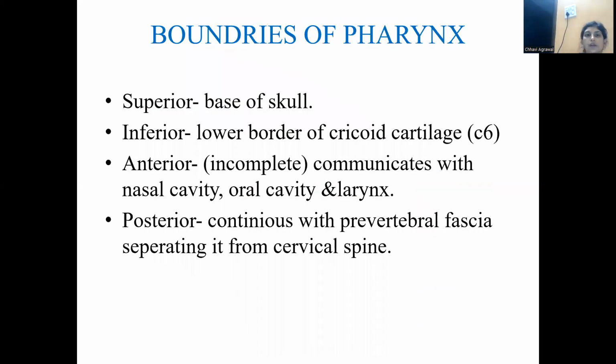The boundaries of pharynx: superiorly, it is the base of skull; inferiorly, it is the lower border of cricoid cartilage at the level of C6. Anteriorly, it is incomplete, where it communicates with the nasal cavity, oral cavity, and larynx. Posteriorly, it is continuous with the prevertebral fascia, separating it from the cervical spine.